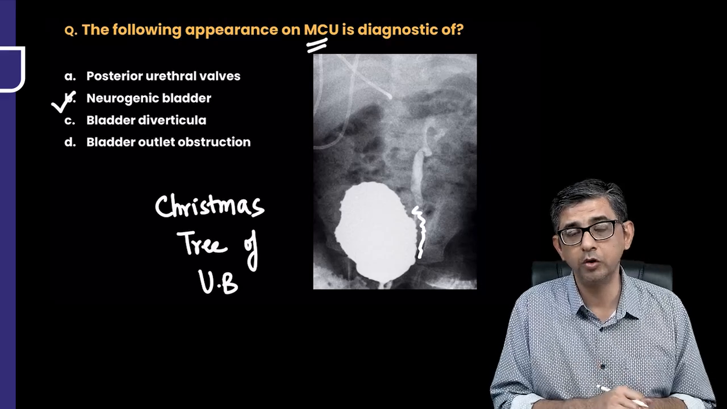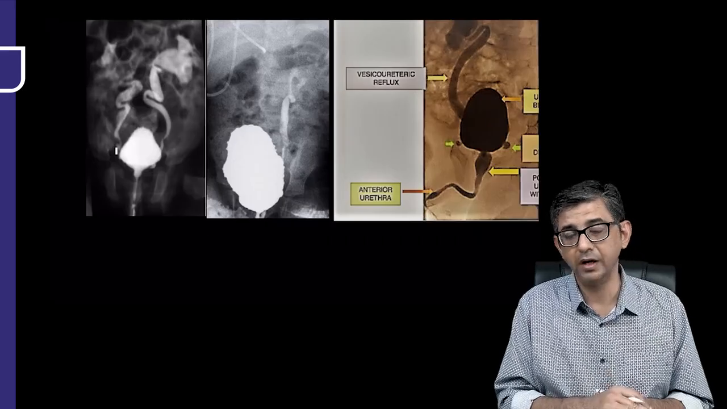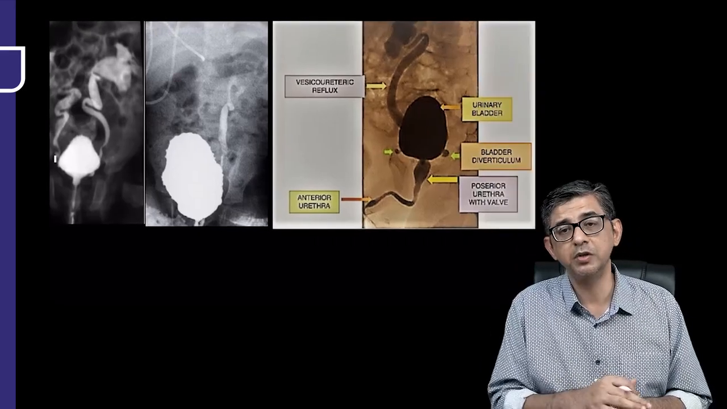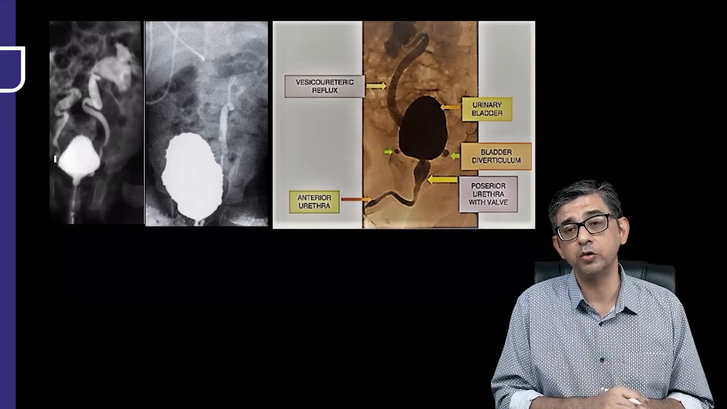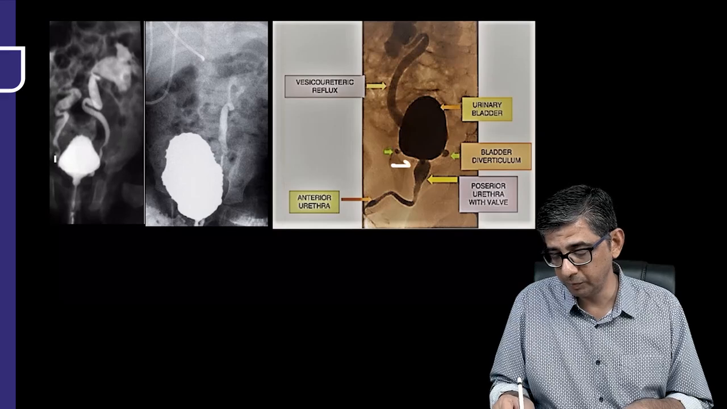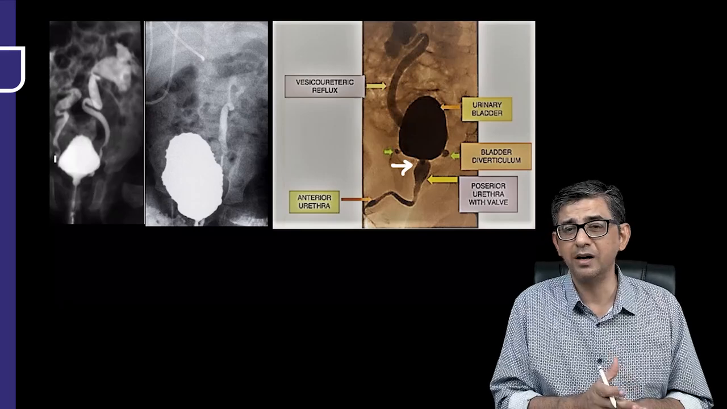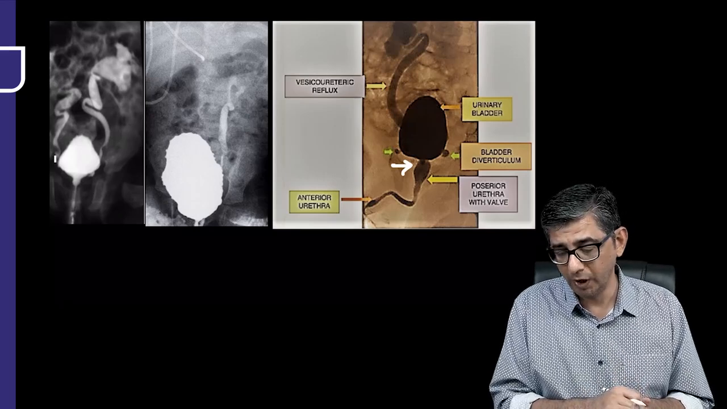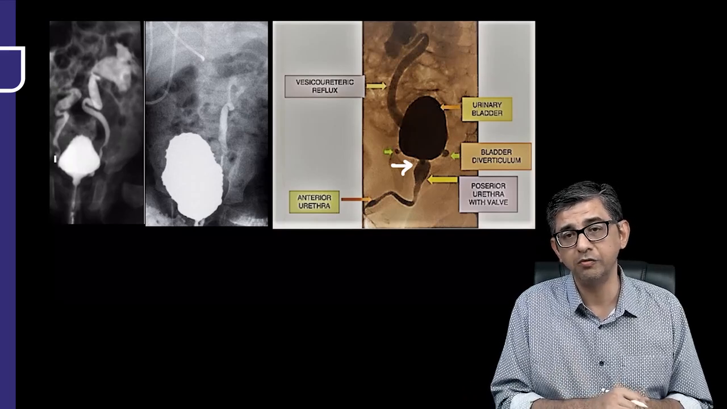Now, how would posterior urethral valves look? I'm just going to show you an image for the same, so let me change the slide. If they give you an image of posterior urethral valves, then proximal to the valve, the proximal part of the urethra would be grossly dilated, and there could be a bladder diverticula also present. Posterior urethral valves could also be associated with vesico-ureteric reflux.